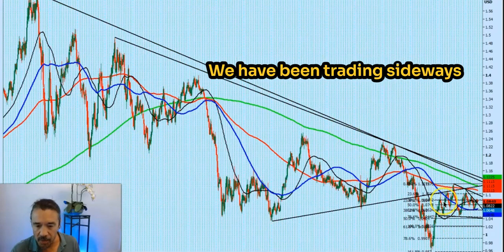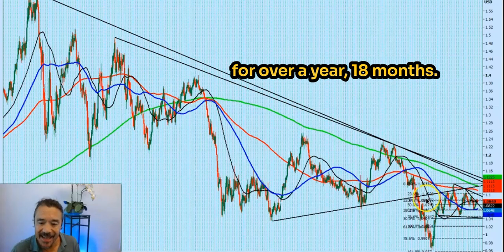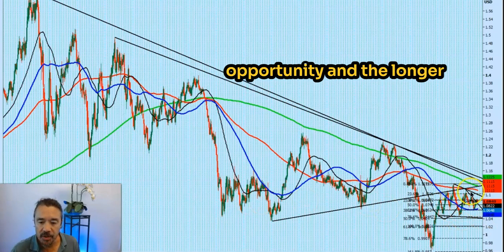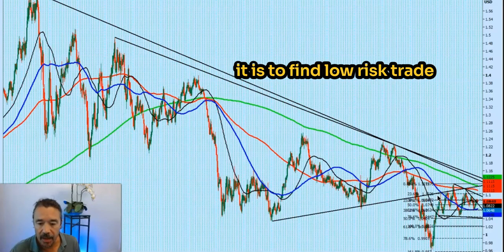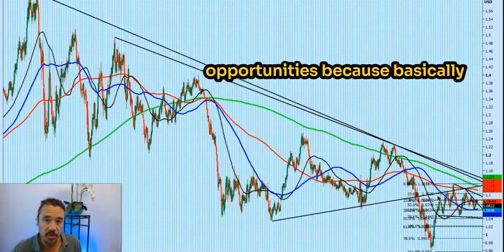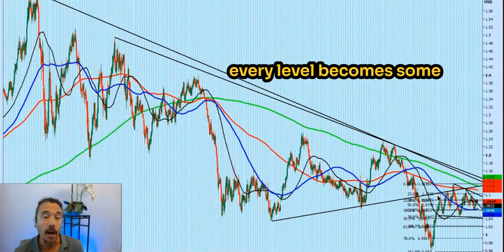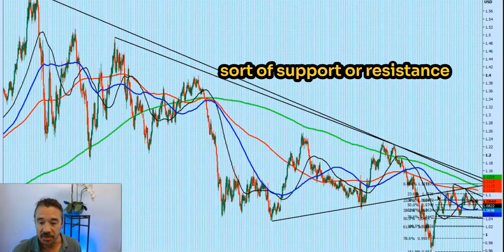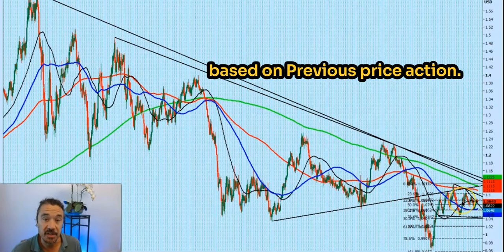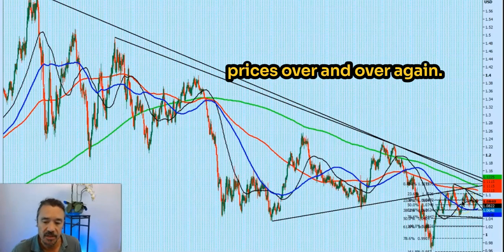Now, the Euro US dollar chart shows how we're really just trading sideways. We have been trading sideways for over a year, 18 months. There really has been very little opportunity. And the longer we trade sideways, the harder it is to find low risk trade opportunities because basically every level becomes some sort of support or resistance based on previous price action because we just keep trading over the same prices over and over again.